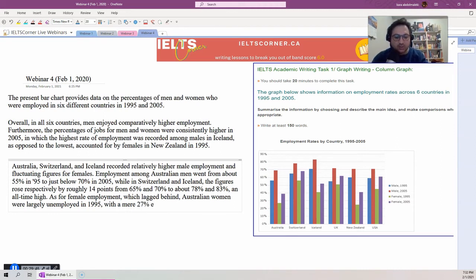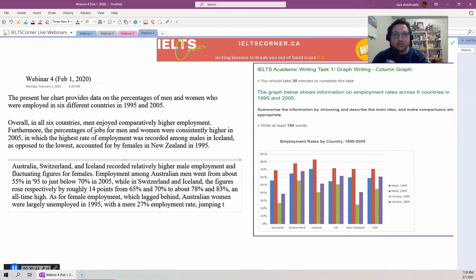27% employment rate. And this 27% employment rate is one of the lowest, but it's not the lowest. The all-time low is in New Zealand, right? So we can't really say that this was the all-time low.